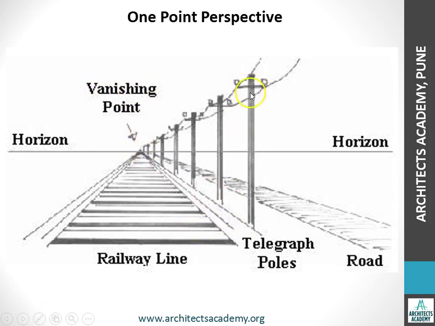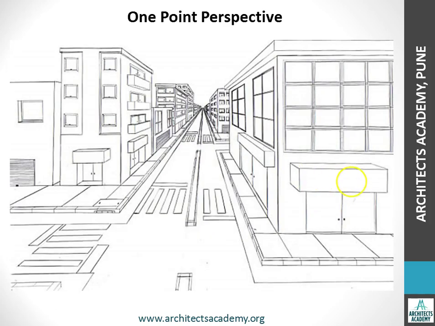If you look at the poles on the side of the railway line, you will see that though in actual reality they are of the same height, what appears to us is that the height goes on reducing as they go towards the vanishing point. Not only that, you will also observe that the horizontal distance between the objects will start looking closer and closer as we go towards the vanishing point. So this is an important concept that you should understand in the 1 point perspective.